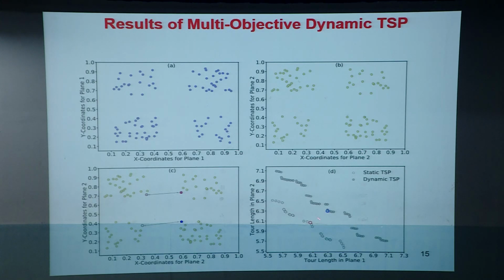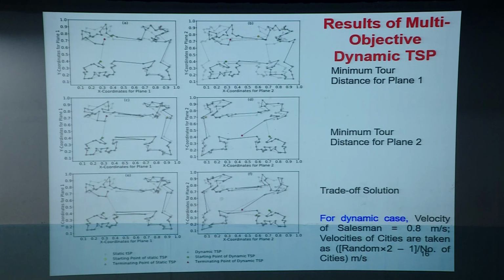So this is the Pareto front obtained for the static problem, and this is the Pareto front obtained for the dynamic problem. Clearly both the Pareto fronts are different. They are not the same. So 2 Pareto fronts we have obtained, one for a static problem and another for a dynamic problem, and we have compared the results in this case.